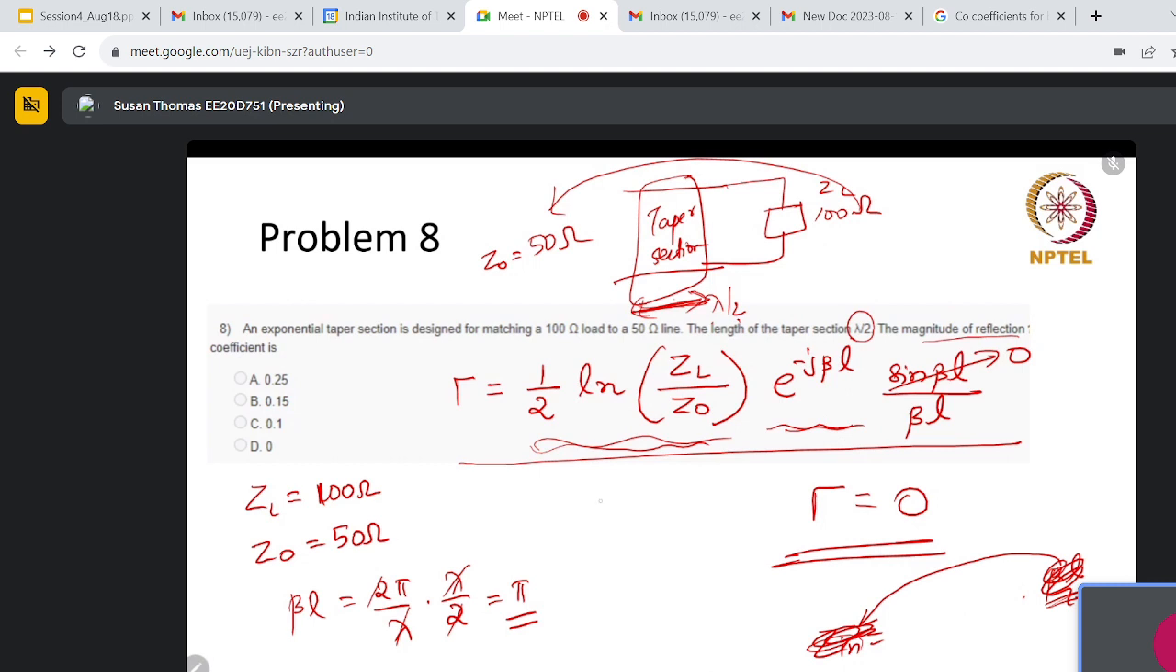You can notice that the gamma is directly proportional to sin beta L. So whenever sin beta L goes to 0, that means whenever beta L becomes m pi, in that case, the magnitude of the reflection coefficient will become 0. So that is something to notice here. The length of the line is very important. Depending on the line, the reflections will change. So in this particular case, the length is such that the reflection coefficient becomes 0. Is that clear?